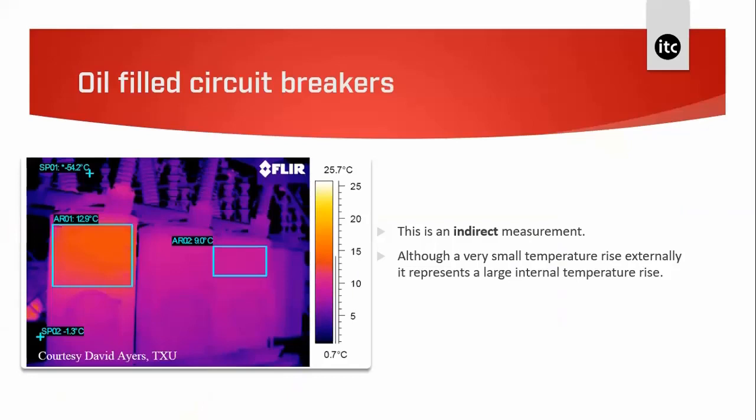These are oil-filled circuit breakers. What we're looking at is an indirect measurement, as the heating source may be some distance away. For this reason, it's difficult to estimate the internal temperature accurately just by looking at the outside. It must be remembered that with these oil-filled circuit breakers, the external rise may be really low and still indicate significant internal rise. So maybe 2 or 3 degrees delta T on the outside could indicate that we've got a 10 or so degrees delta T on the inside.